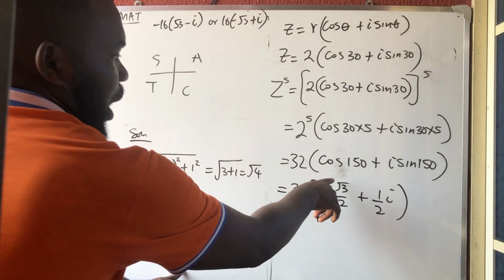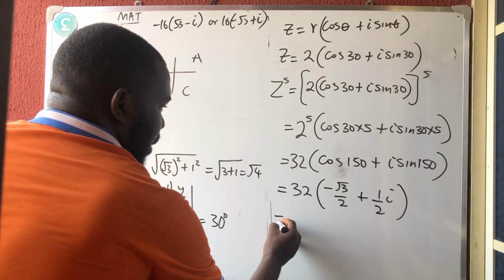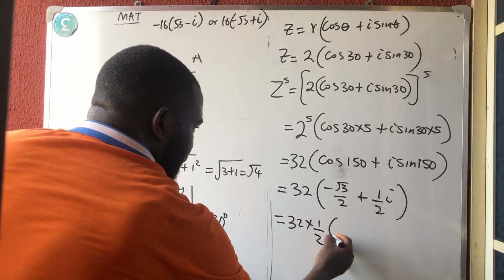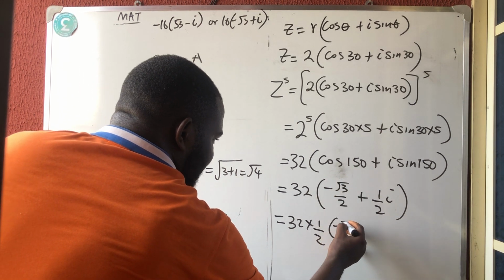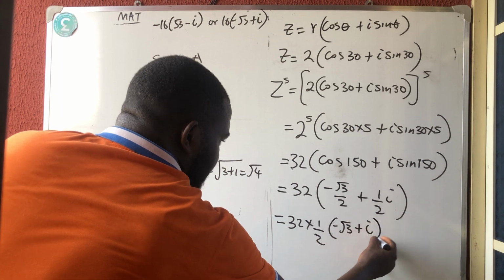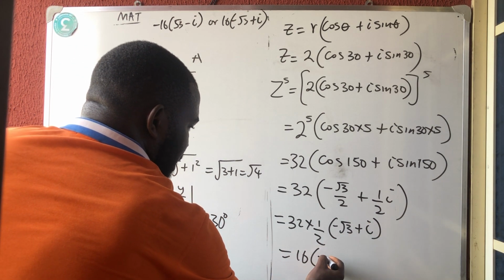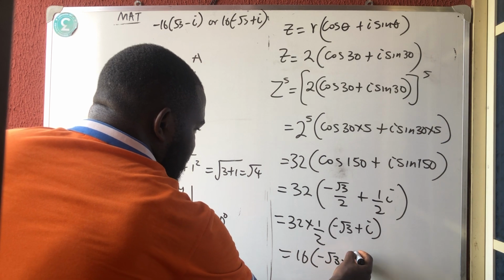Okay, now they have 1 over 2 in common. So if I bring out 1 over 2 in common, I'm having 32 times 1 over 2 in bracket of what is remaining here: minus root 3 plus I is remaining. So this divided by this, I'm left with 16 in bracket of what? Minus root 3 plus I.